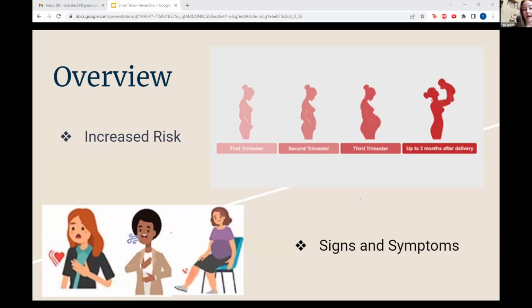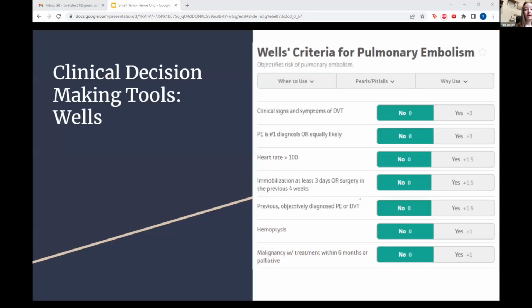So we can use our clinical decision-making tools to help us risk stratify these patients. We have 3 that are available to us, and we'll review all of them. We're not going to go through them in depth, but I just want to make sure you guys are aware of them so you can save them in MD Calc and use them. So first is Wells, which is the one that I'm most used to using in our emergency department.